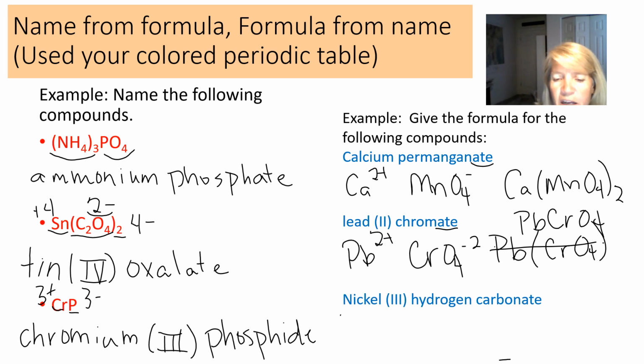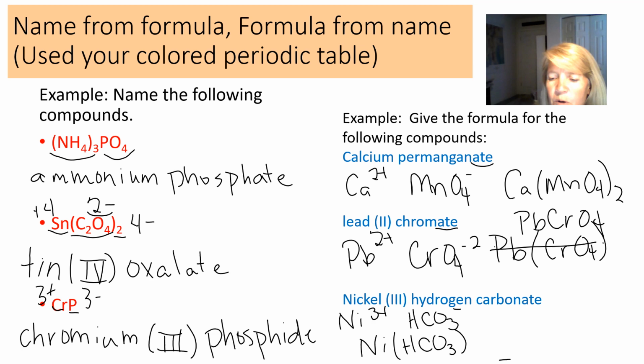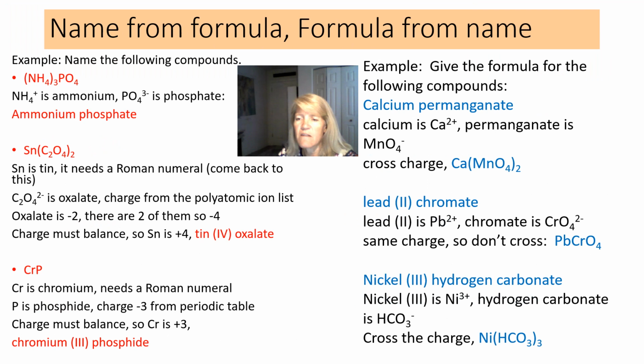And then the last one, nickel(III) hydrogen carbonate. Okay, nickel 3, Ni with a plus 3, so the Roman numeral tells you. Hydrogen carbonate, it ends in ate. Look at your polyatomics. The hydrogen carbonate is HCO3 minus. They have different charges, so cross them. It's going to be Ni parentheses HCO3 parentheses 3, and that's your formula. So this slide just has everything written a little more cleanly and same information as the last slide.